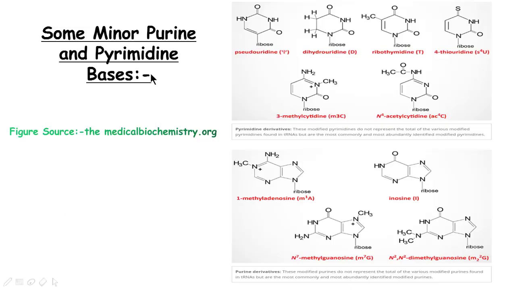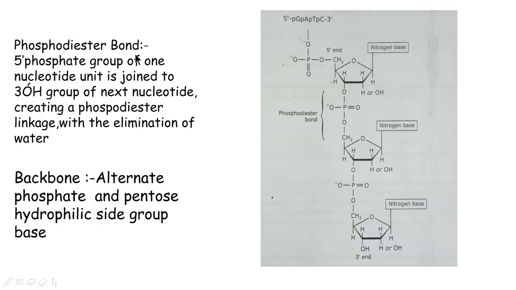Some minor purine and pyrimidine bases. These are the minor purine and pyrimidine bases. You can learn them: pseudouridine, dihydrouridine, ribothymidine, 4-thiouridine, 3-methylcytidine, and N4-acetylcytidine. There are some purine derivatives: 1-methyladenosine, inosine, N7-methylguanosine, and N2,N2-dimethylguanosine.